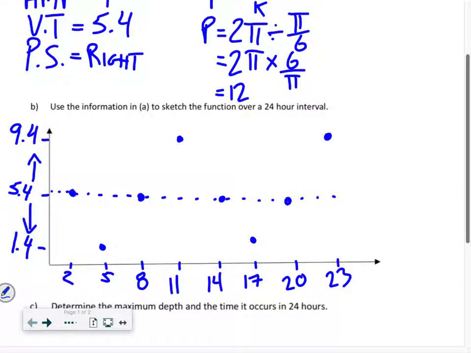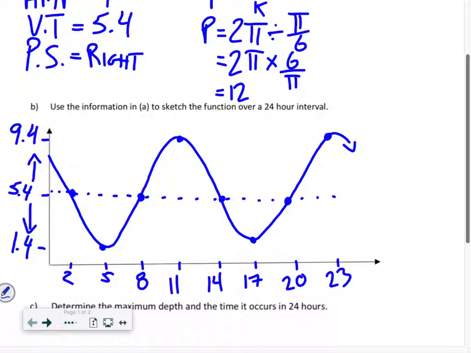And now I can draw my graph. So it's going to look something like this. Okay, and again, it's a sketch, but that's what it's going to look like. It says sketch it over a 24-hour interval. Our 24th hour would be where my arrow is, so we've got it.